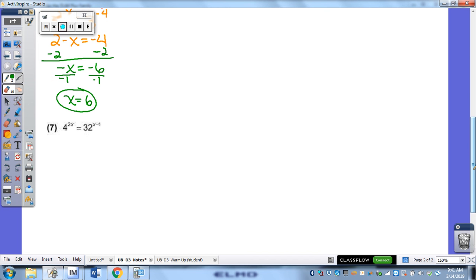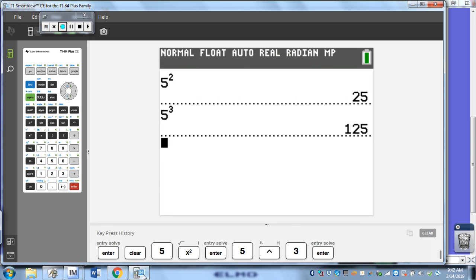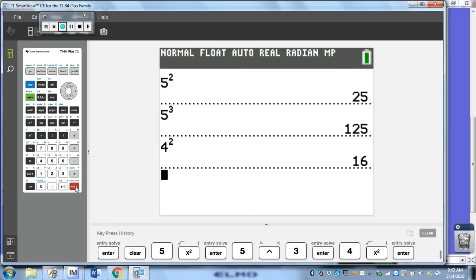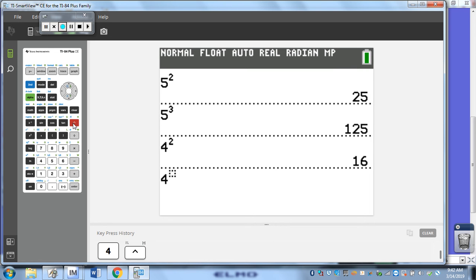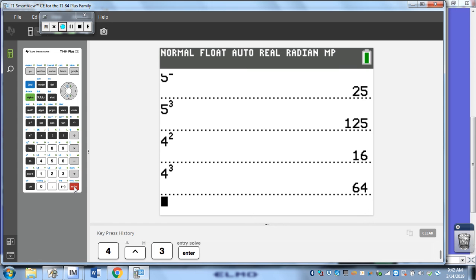All right, so let's try the next one, number 7. So I already have a 4 and I have a 32. Those are our bases. So I always like to try to see if I can make the smaller number into the other one using exponents, but let's see here. I don't think that's going to work. 4 squared, 64, so no, we're not going to be able to use 4 as our base.